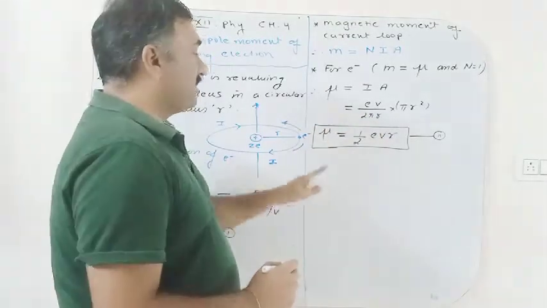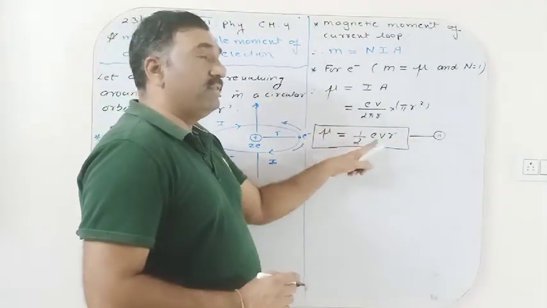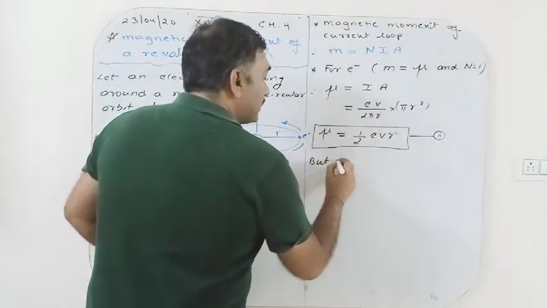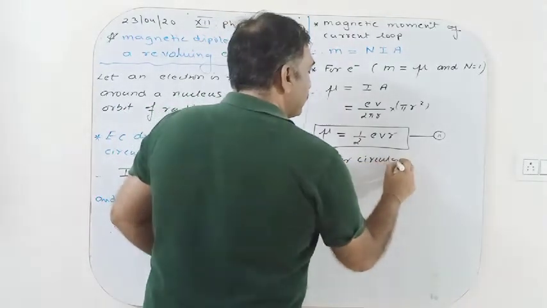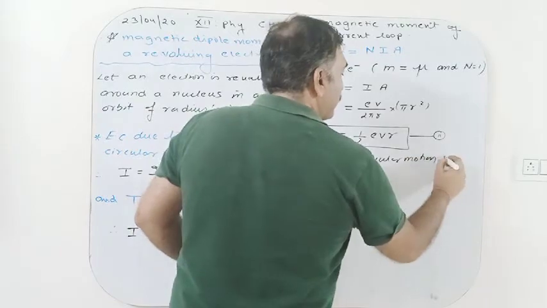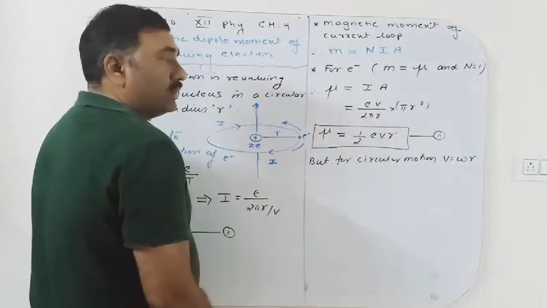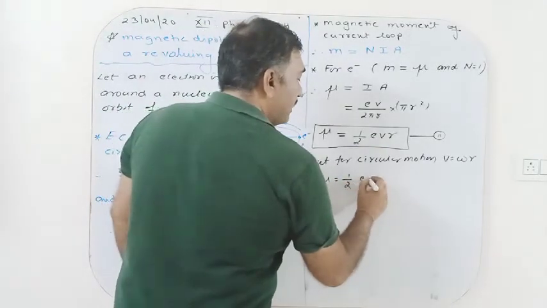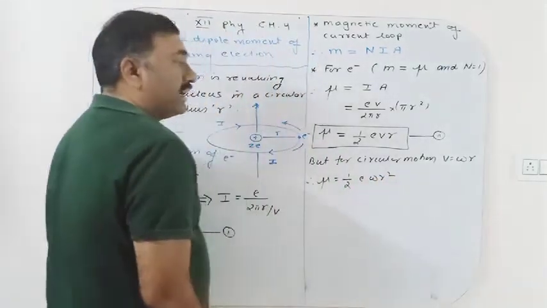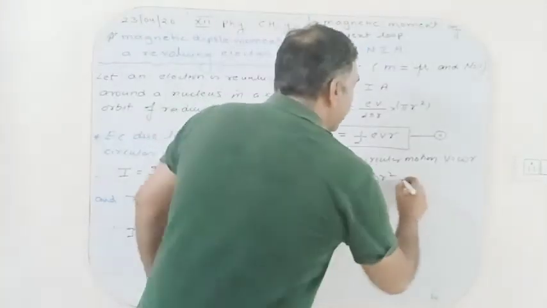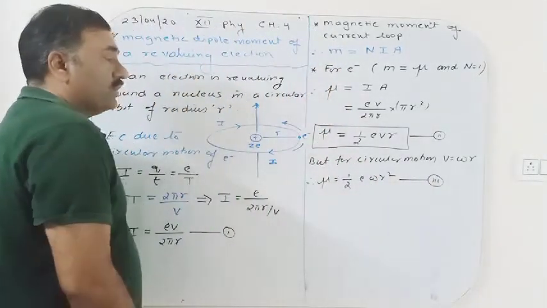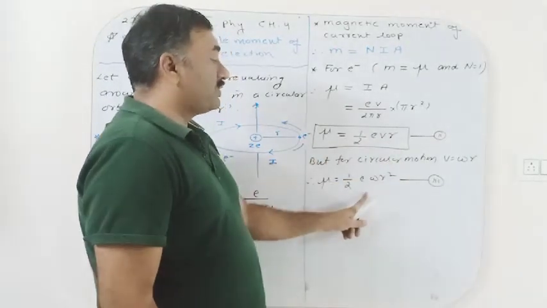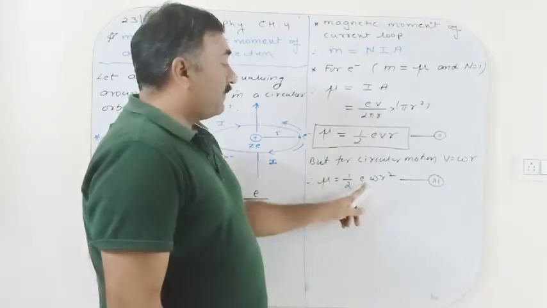So pi and r cancel. We obtain the formula mu is equal to half EVR. For circular motion, V is equal to omega r. Substituting this, mu is equal to half E omega r square. So this is to be taken as the third equation. The magnetic moment becomes half in terms of E, V and R. This is the first formula. In terms of omega, it is half E omega r square.